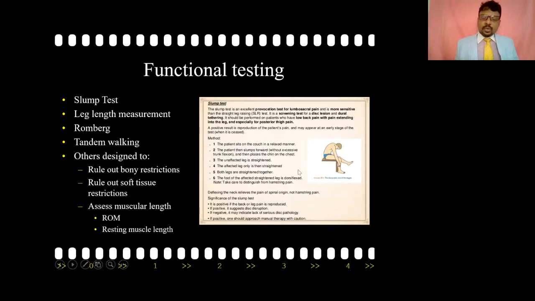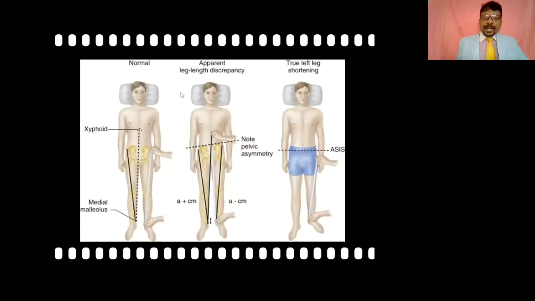These tests rule out whether anybody has any disc problems. This is the best test to rule out any back problem. That is the slump test. And also we have to check the leg length discrepancy test.